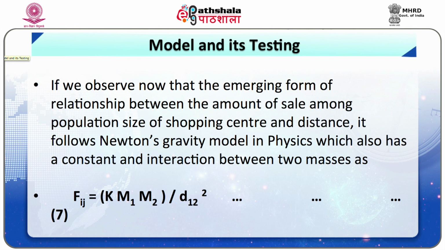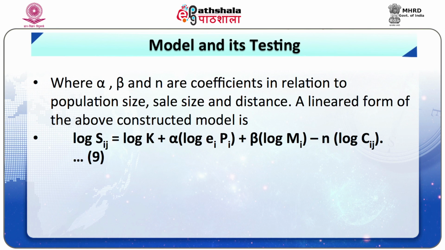If we observe now the emerging form of relationship between the amount of sale, population size, size of shopping center and distance, it follows Newton's gravity model in physics, which also has a constant and interaction between two masses as Fij is equal to k m1 m2 upon d12 raised to the power 2, and this is equation 7, where alpha, beta and n are coefficients in relation to population size, sale size and distance.